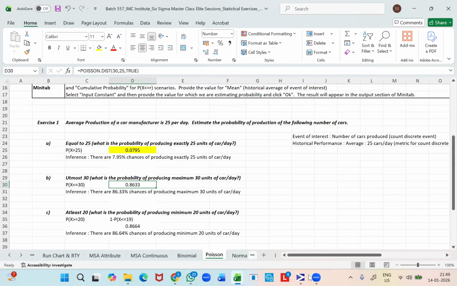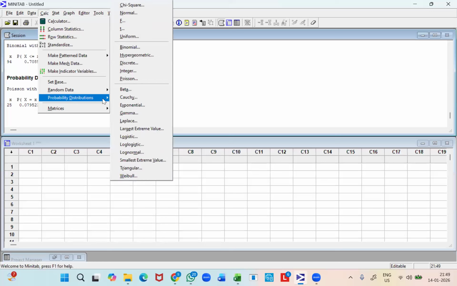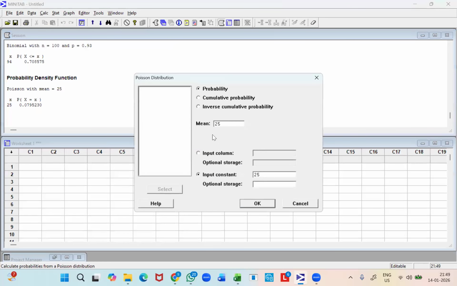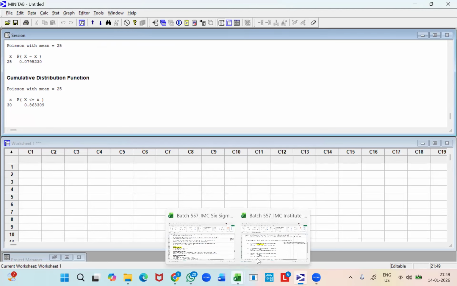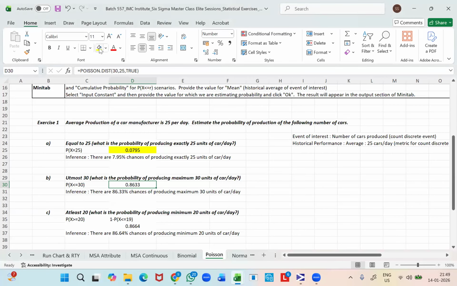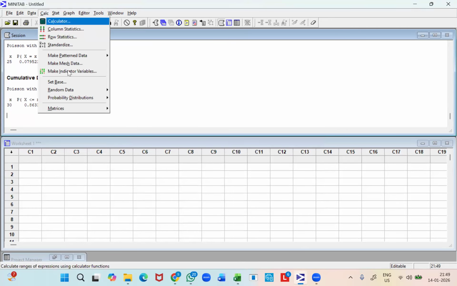The second one, at most 30. Again, go to Calc, probability distributions, Poisson, and we need to choose cumulative probability. So this will be P of X less than or equal to 30. And the input constant needs to be changed to 30. That's it, 0.8633. And the third one, first we need to find out P of X less than or equal to 19.